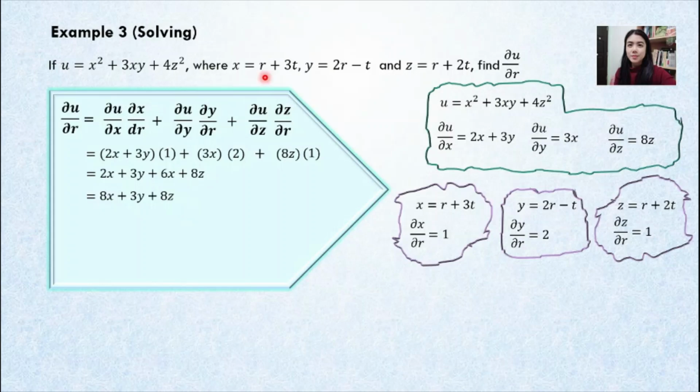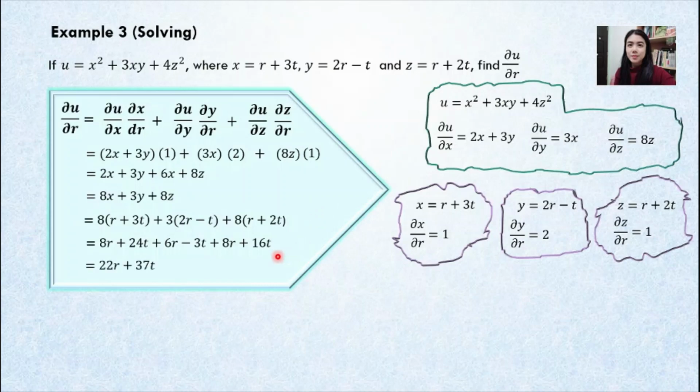Your answer should be in terms of r and t. So substitute your x as r plus 3t, your y as 2r minus t, and your z as r plus 2t, and expand and simplify them. Then you have the answer in terms of r and t. So your del u del r is 22r plus 37t.